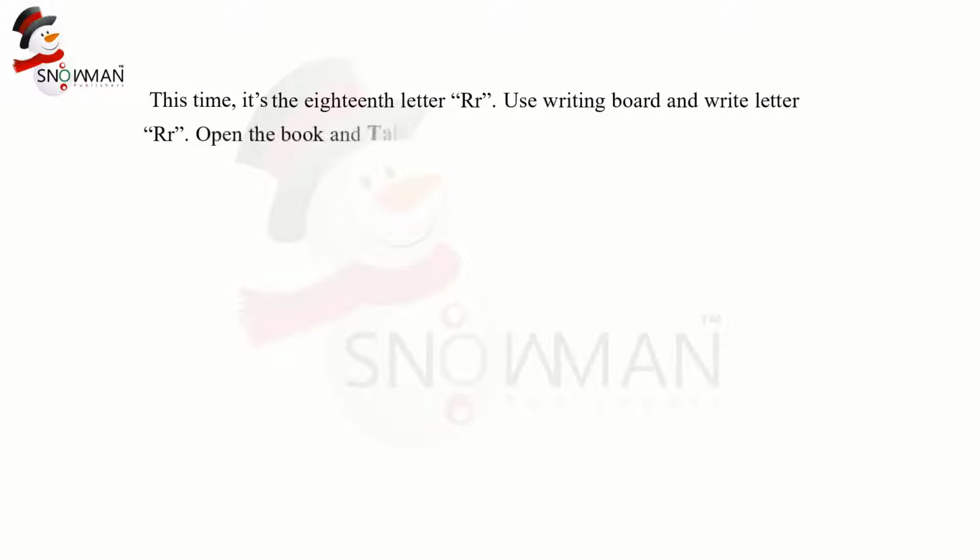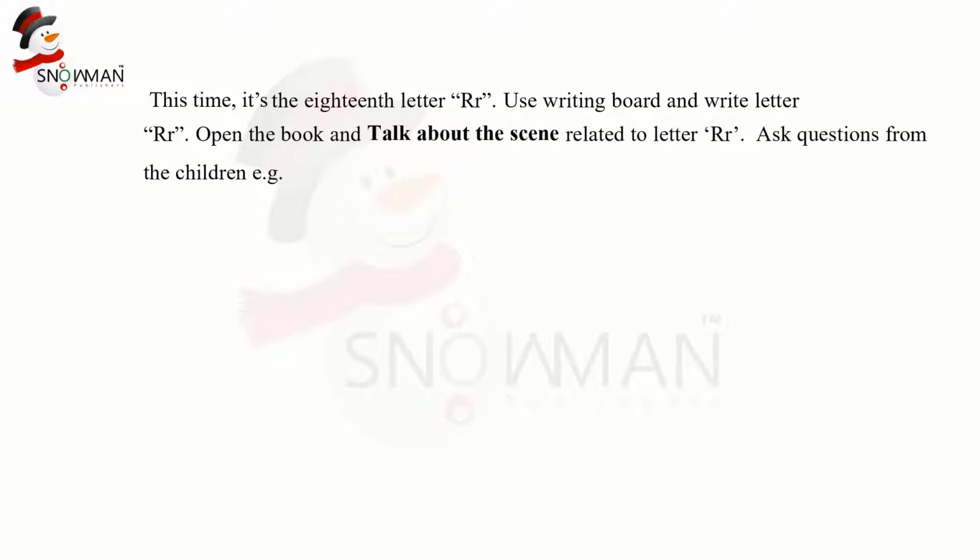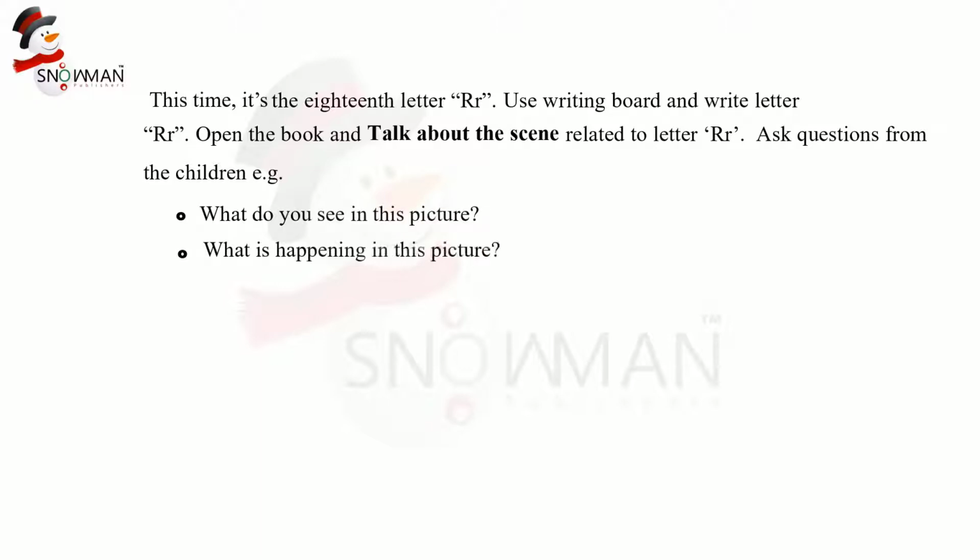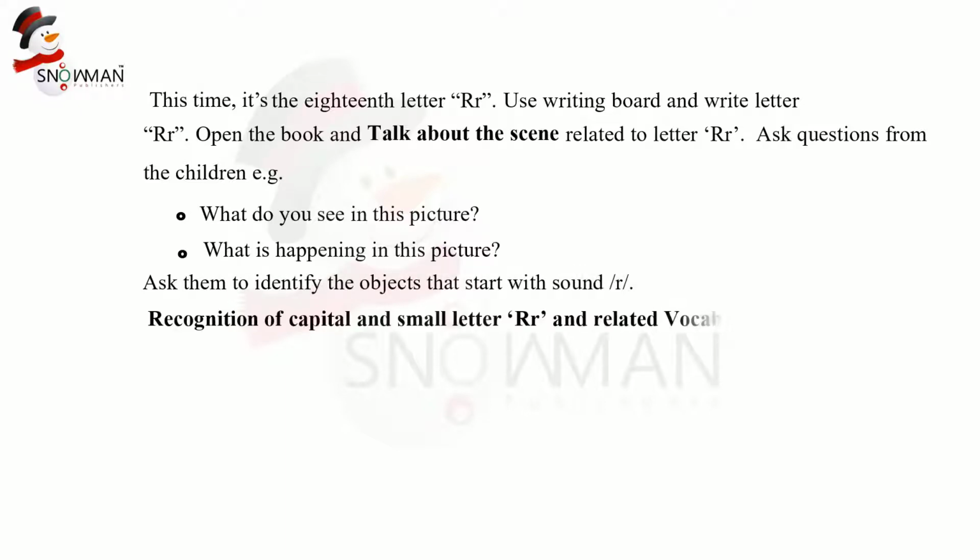Open the book and talk about the scene related to letter R. Ask questions from the children. For example, what do you see in this picture? What is happening in this picture? Ask them to identify the objects that start with the sound R. Vocabulary activity.